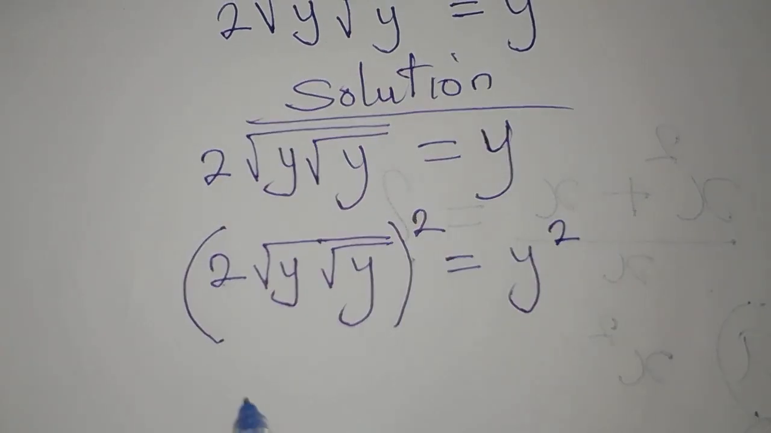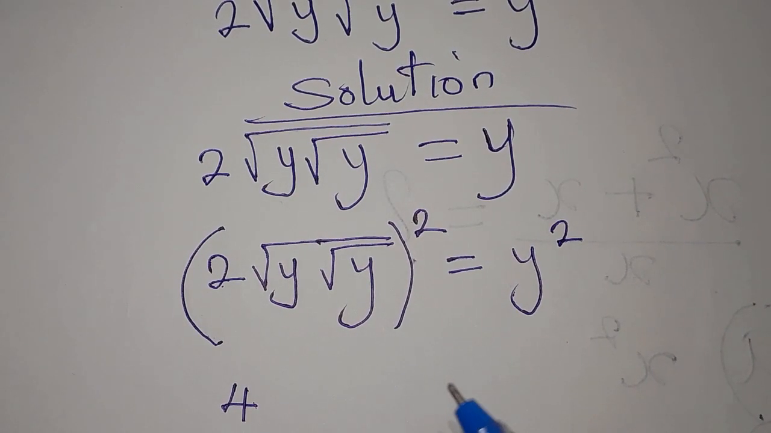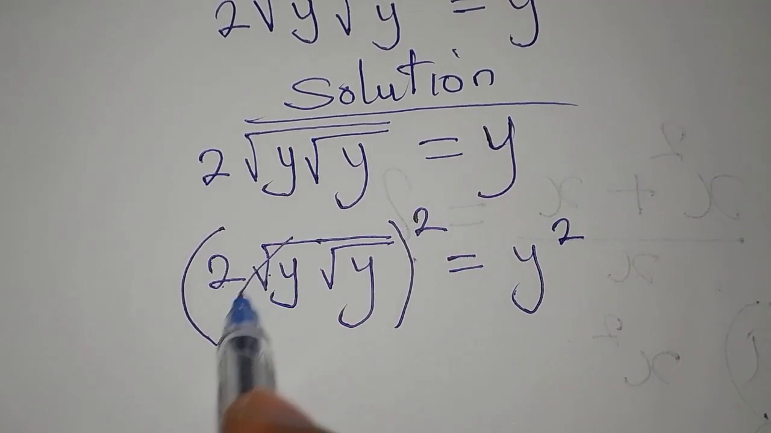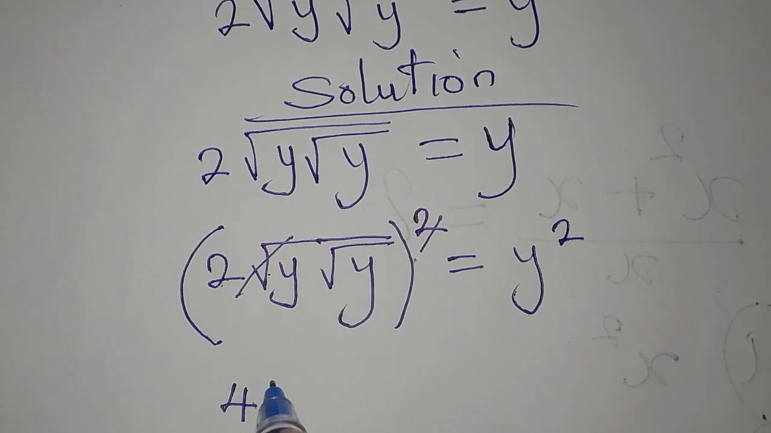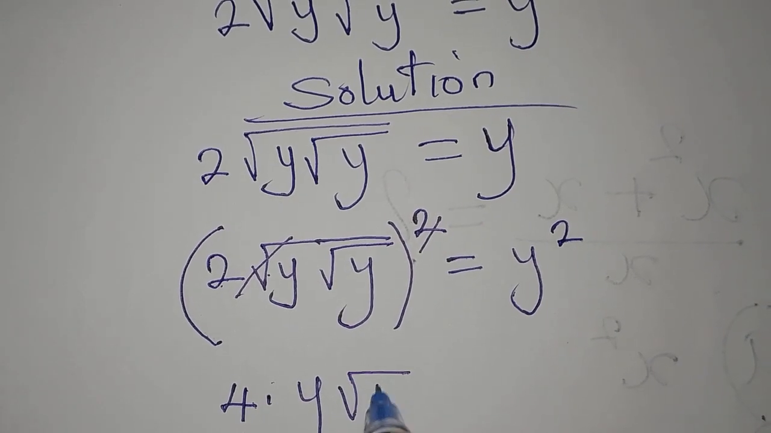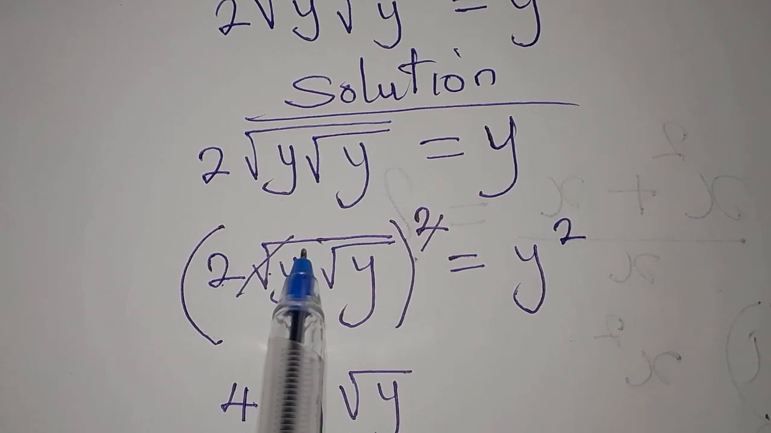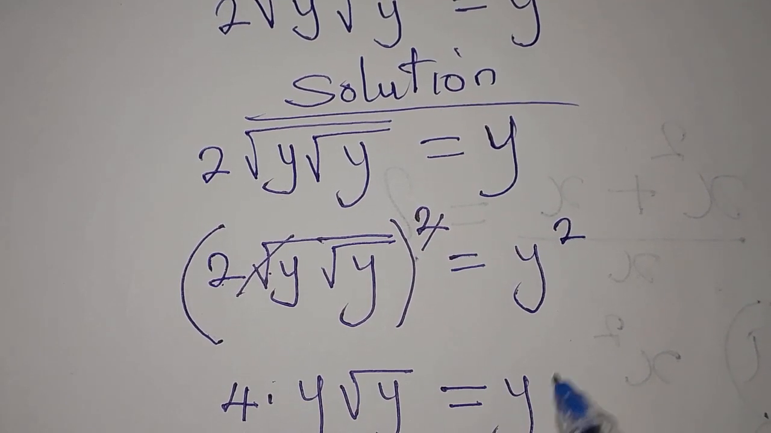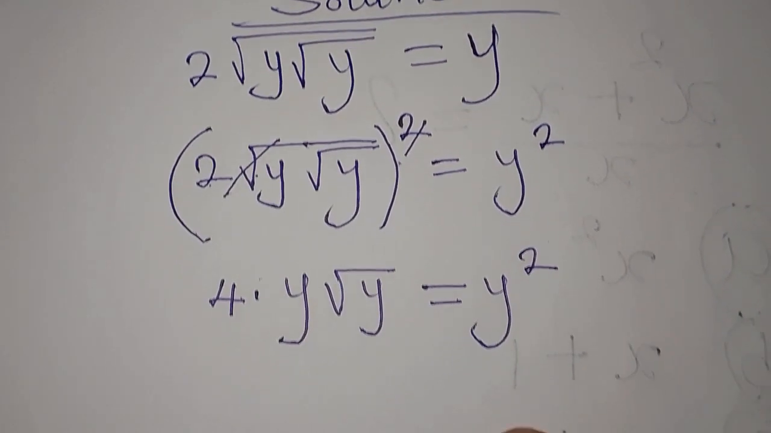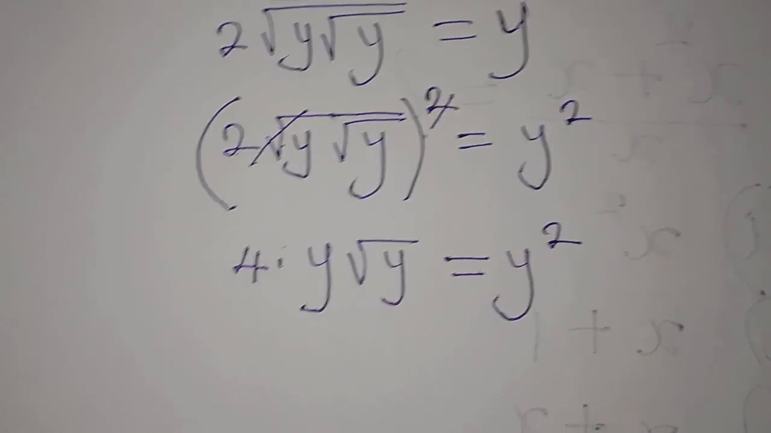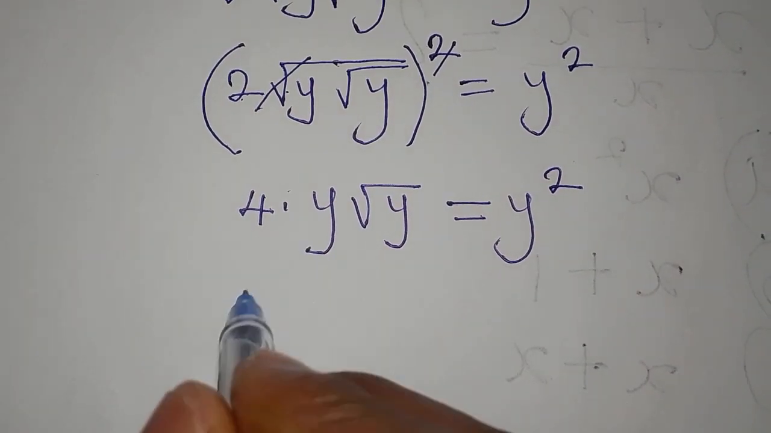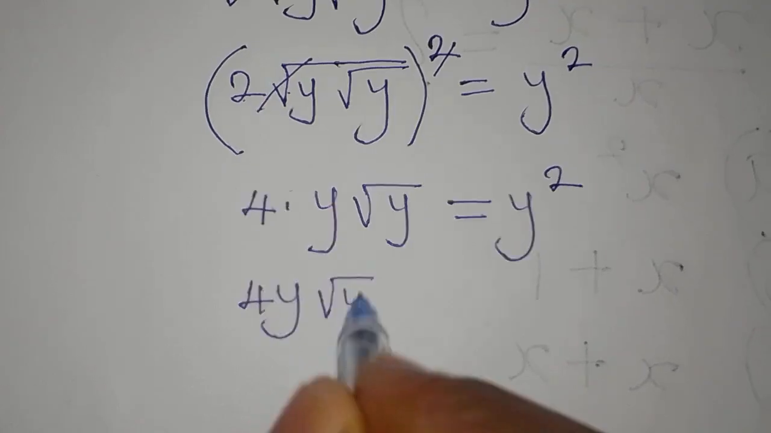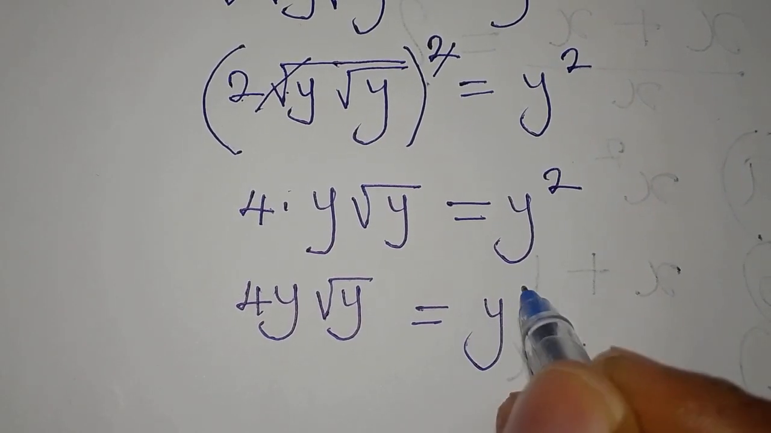Now, 2 squared is 4, right? By the way, I should have written the same 2 squared, but let's continue. So now, this and this can now go. So we have to multiply this by y, right? Then we have root y. Remember, it is the outer square root sign that has gone, right? So this is y squared on the other side. Now we want to continue. 4 times y, that is 4y. Then we have root y, and is equal to y squared.